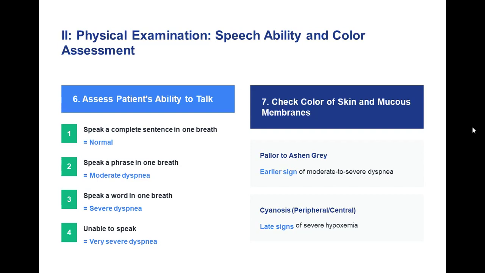The seventh area is to check the color of the skin and mucous membrane. Observe for pallor, progressing to ashen gray. This is an earlier sign of distress caused by peripheral vasoconstriction in an attempt to shunt blood to vital organs. Cyanosis, or the bluish discoloration, is a late sign of severe hypoxemia. Never wait for cyanosis. It is a sign you have missed the earlier warning cues.